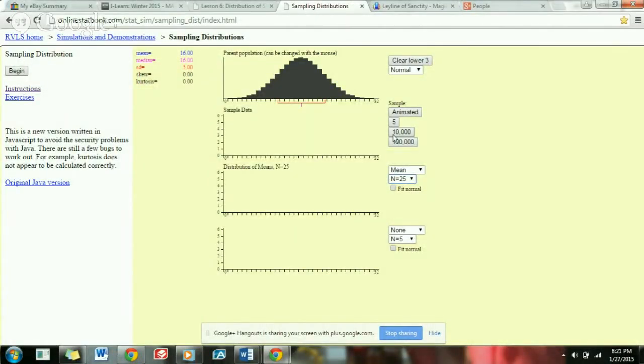Okay, so it's not that whole animated thing. So if N equals 25, yeah, it's the sample size. N is the sample size. And then it takes the mean from that sample size. Mean from that sample. Okay, should we move on to the next part?